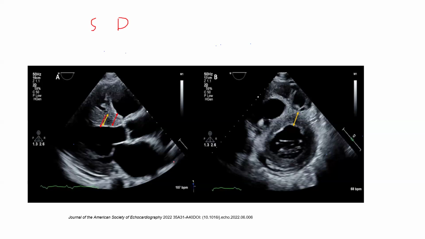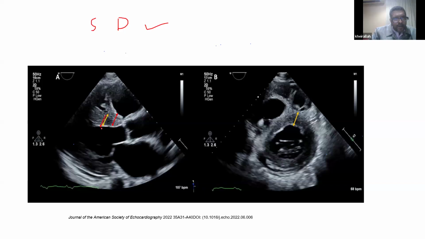Diastole, exactly. Type. And now I gave you 3 measurements: this one, the yellow one, and the red one. Which one is the most accurate? It should be in mid-septum. Yes, so here.